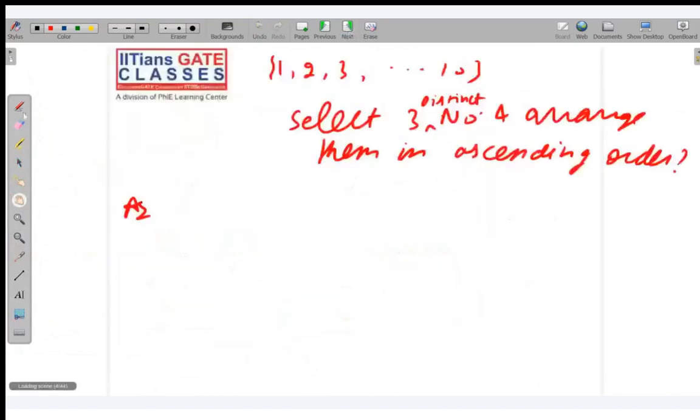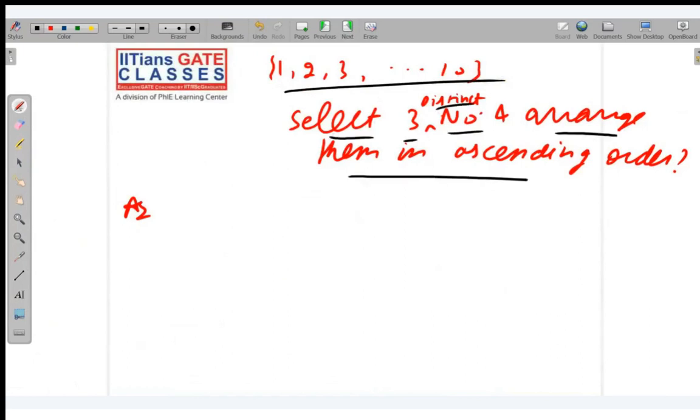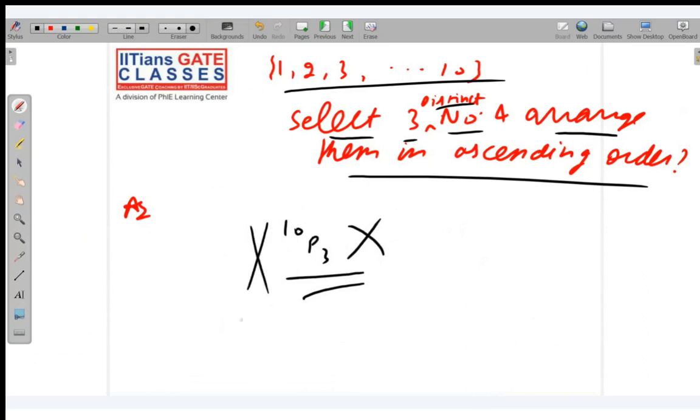Next, we have the numbers 1 to 10. We have to select 3 distinct numbers and arrange them in ascending order. Many students get confused in this type of question. So what should be our answer? Many will say 10P3, but no, it is not the answer. I have told you we will not directly apply permutation. First we will choose and then we will arrange them.